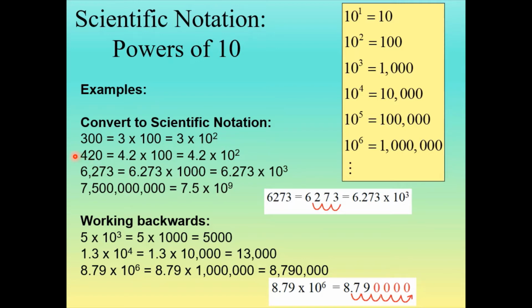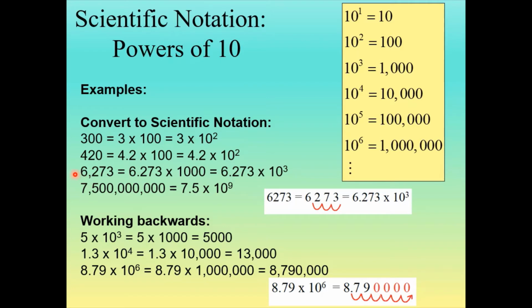The number 420, well, this is a little different. We're still going to use 100 as our multiplier, but now we have 4.2 times 100. And so our number in scientific notation is 4.2 times 10 squared. Now, the main convention for writing numbers in scientific notation is to always have one number to the left of a decimal point, and all the other numbers are decimals after the decimal point.